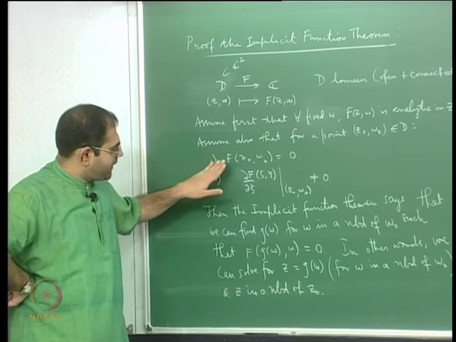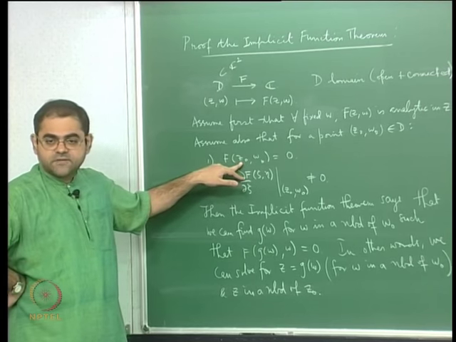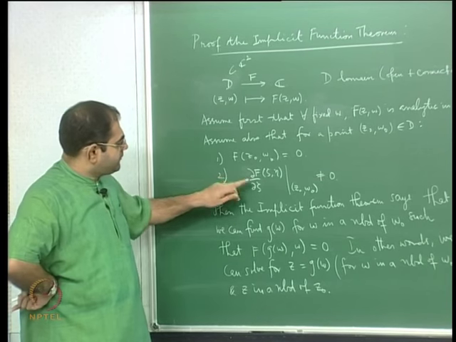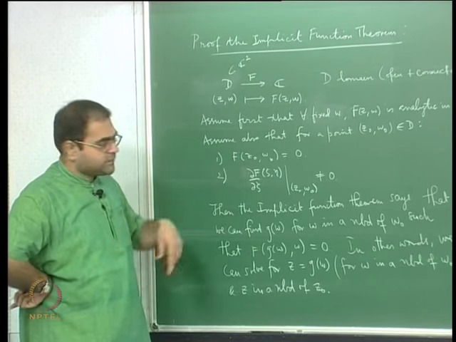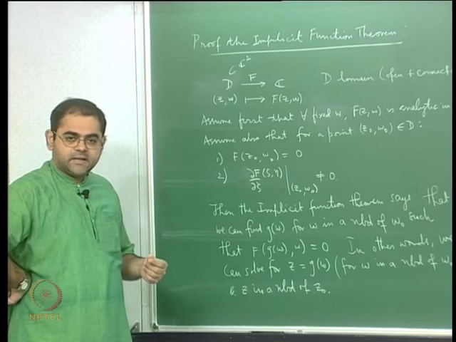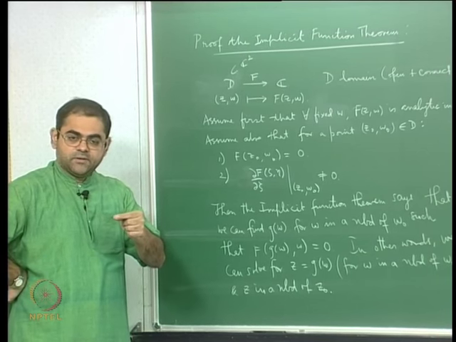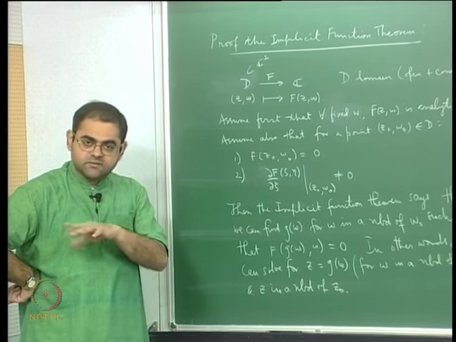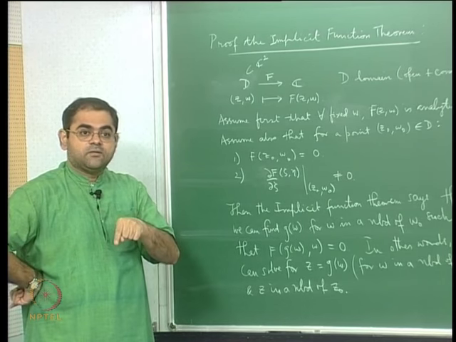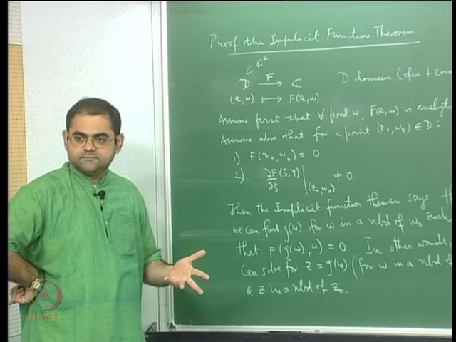So in fact, of course I have stated this for the first variable, but you can state it for the second variable also, okay. So the general idea of the implicit function theorem is you have a function of several variables and assume that the partial derivative with respect to one of the variables does not vanish, then that variable can be solved for as a function of the remaining variables in a suitable neighborhood. That is what it says.